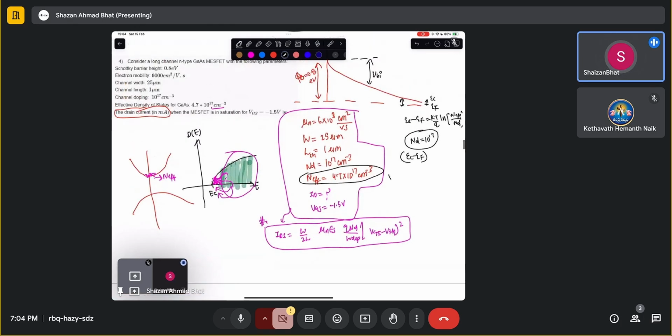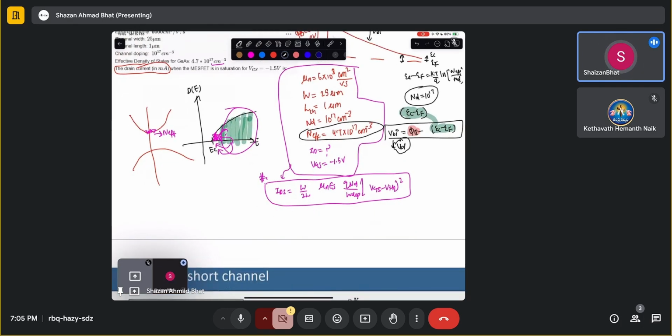Basically, the built-in voltage will be phi B minus EC minus EF. EC minus EF you have computed already. You use it here, and phi B is given. You will compute VBI, so you have obtained the built-in voltage. Now, what can you get from the built-in voltage?